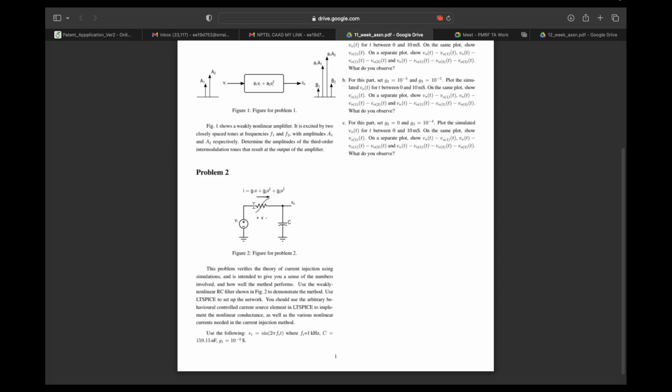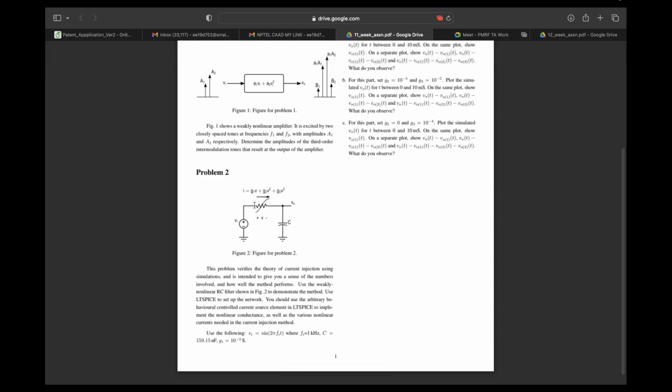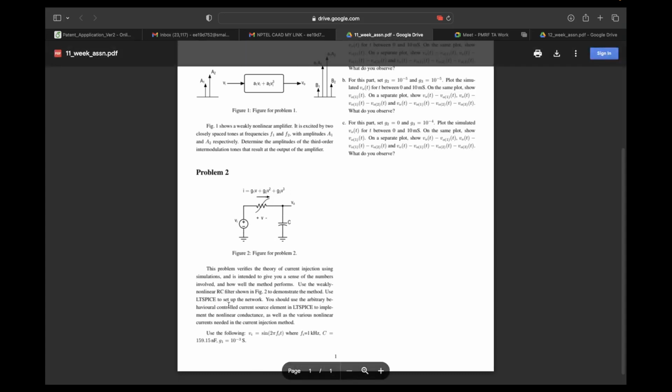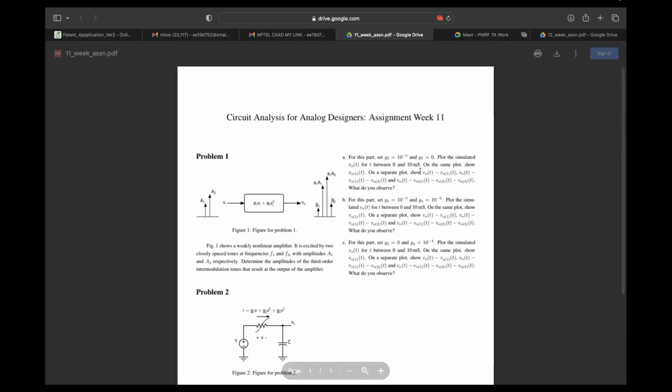If you use the arbitrary one, it will ask for the second order, third order coefficients as well. If you use a simple resistor, it will ask for only the resistance value, that will be 1 by G1. If you use the arbitrary one, it will ask for second order, third order coefficients as well, that you can substitute from whatever is given in the question.